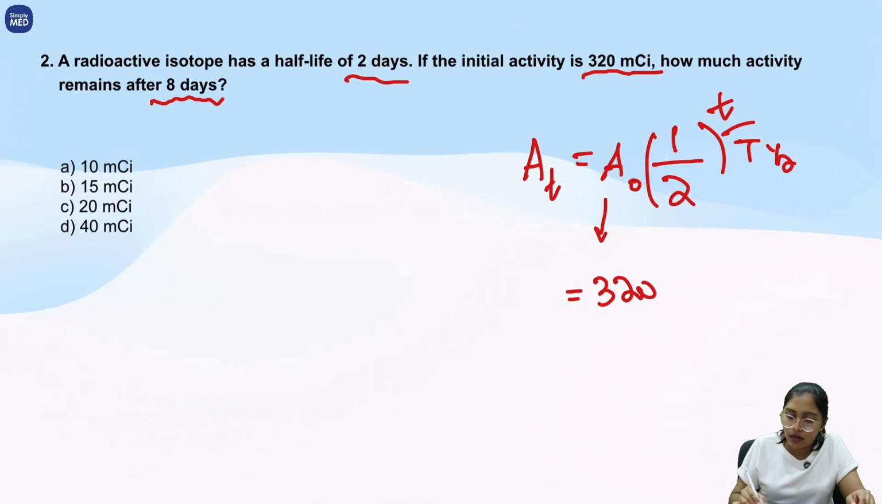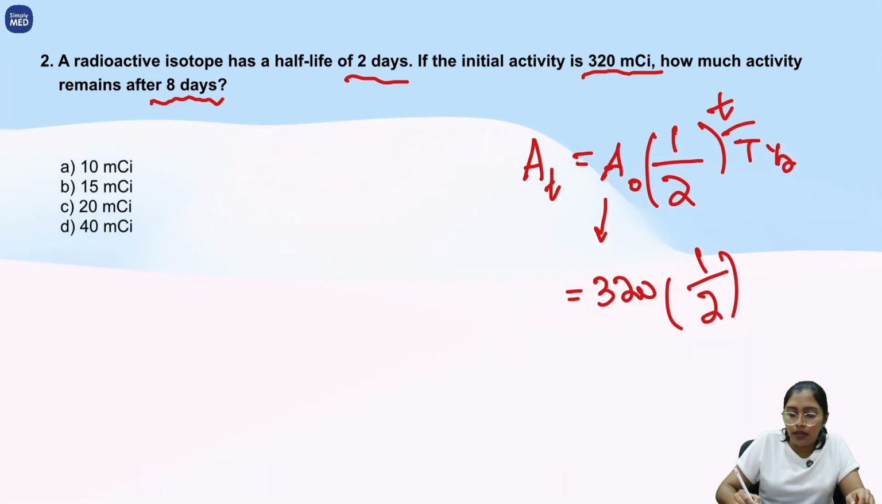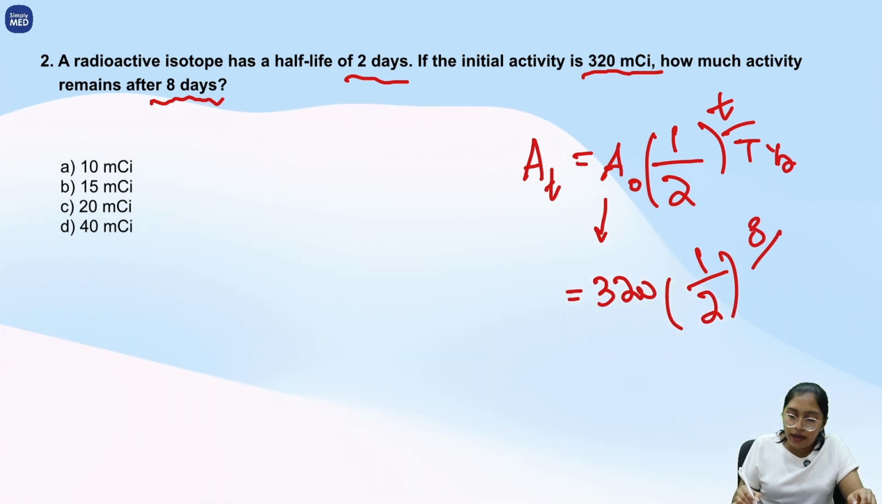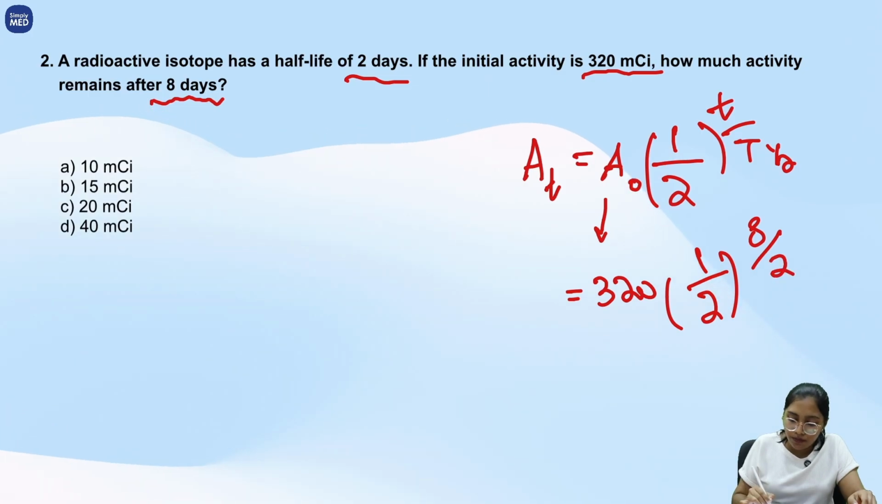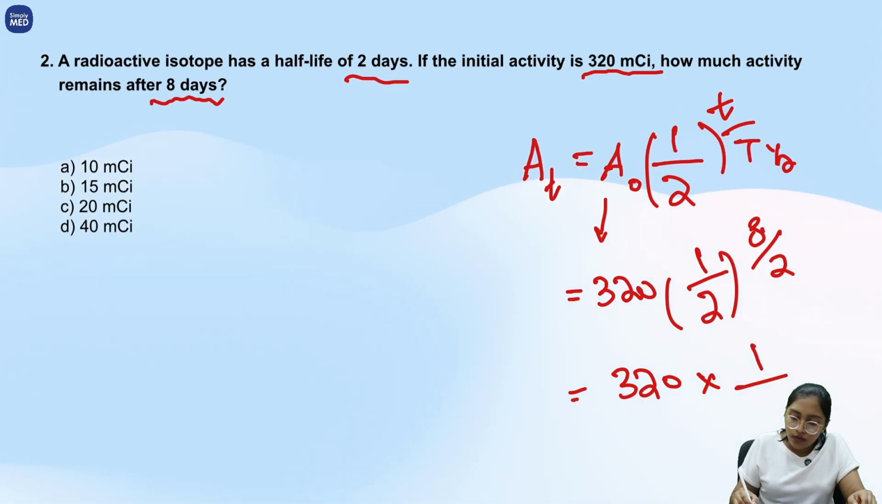320 millibecquerel into 1 by 2 to the power of small t. The time taken is 8 days. So 8 divided by half-life, which is 2 days, gives us 4, right? So 320 into 1 by 2 raised to 4. 1 raised to 4 is 1.